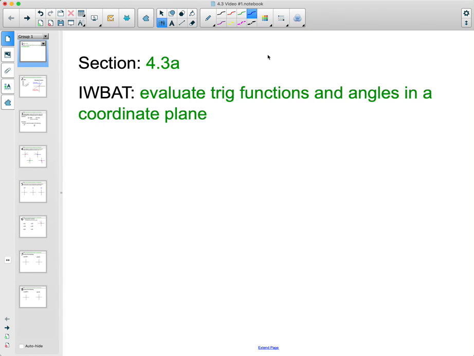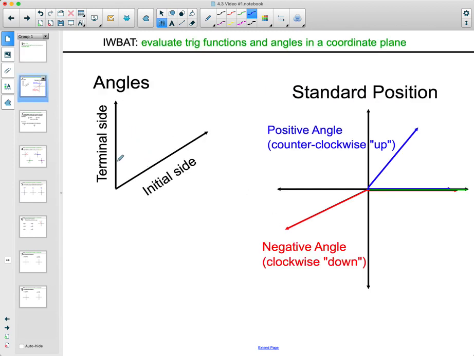In this video, we are going to start talking about how to evaluate trig functions and looking at angles in a coordinate plane. So when we're talking about angles here, you really haven't put this language to the angles of having an initial side and a terminal side. It just means the one that you start to the one that you end when you're measuring.